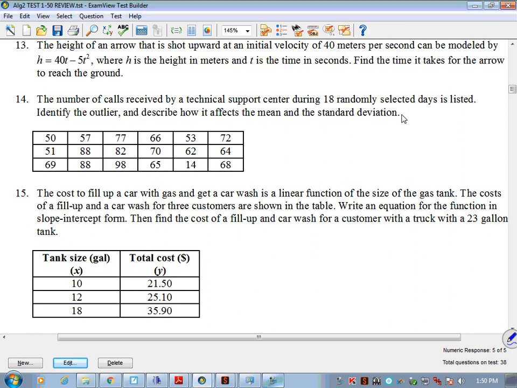So we're picking up with question number 13 on our Algebra 2 Test 1 through 50 review. Question number 13 comes from Lesson 23, Factoring Polynomials. So we're going to look at this.